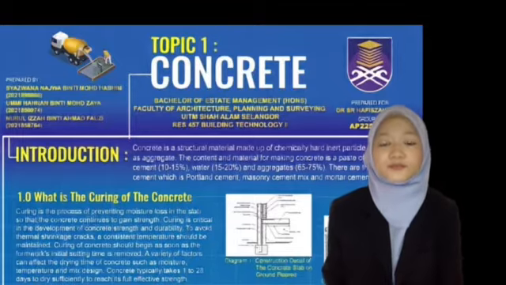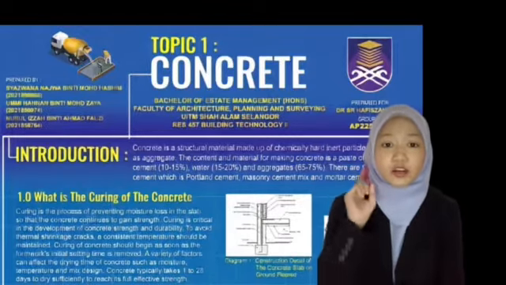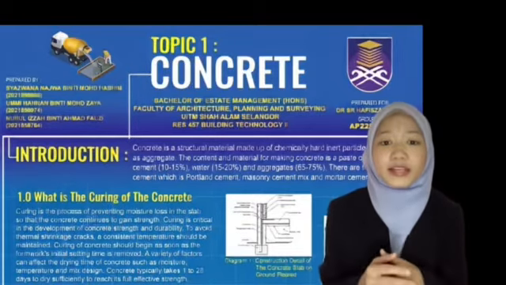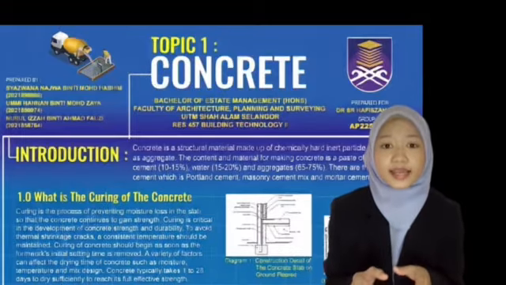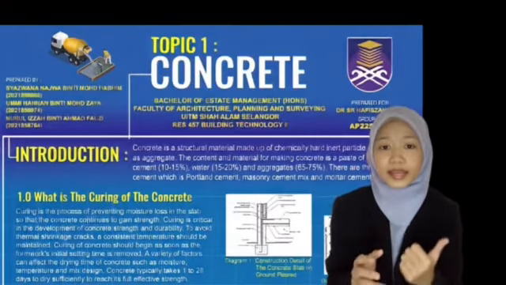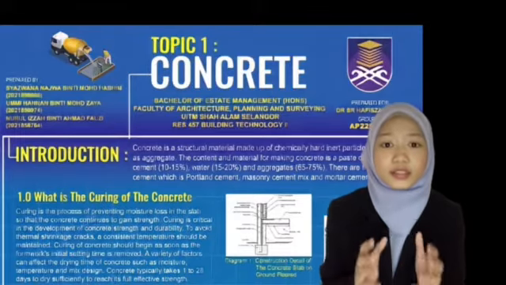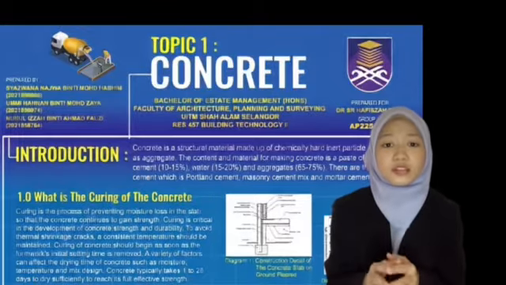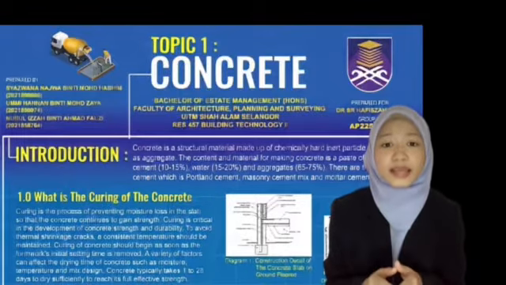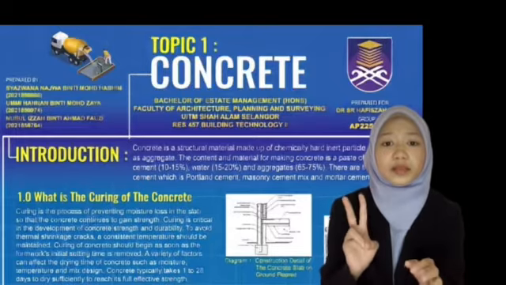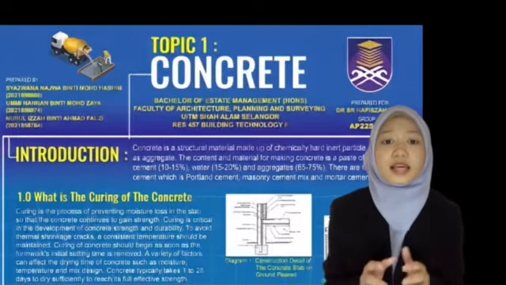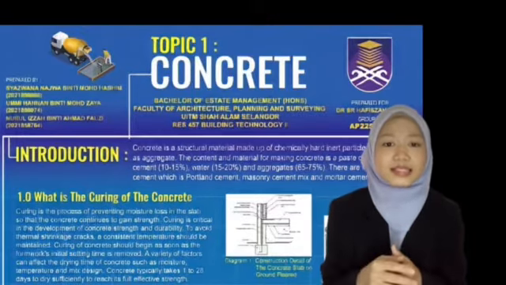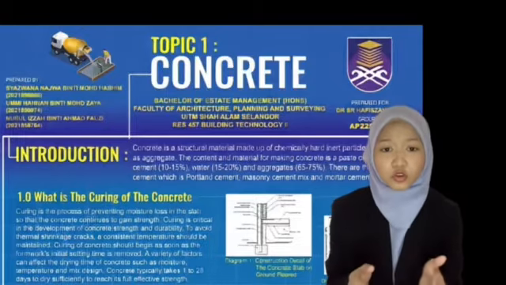Let's get started. Did you know what is concrete? Concrete is a structural material made up of chemically hard inert particle material known as aggregate, which is typically sand and gravel. Water and cement hold these materials together. The content and material for making concrete is a paste of cement 10 to 50%, water 15 to 20%, mixed with aggregates 65 to 75%. Aggregates can be seen as sand and gravel or crushed stone.